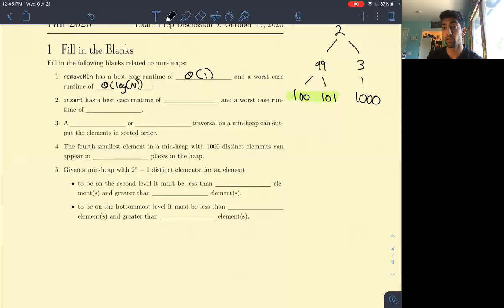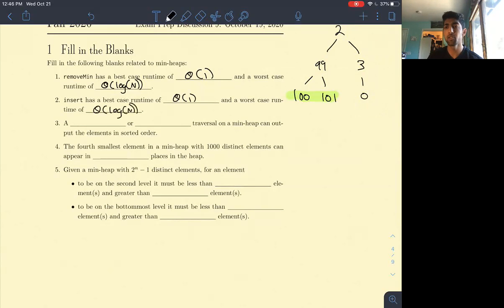So the best case runtime occurs when we insert an element that's big, and we could just keep it as is, and there's no swimming that needs to be done. So the best case runtime is constant in the situation we insert a really big number. The worst case runtime is the situation in which the number we insert, let's say 0 for the sake of example, has to iterate all the way to the top of the tree. In order for 0 to go all the way to the top of the tree, it has to do log n swaps, because log n is the height of a heap with n elements.